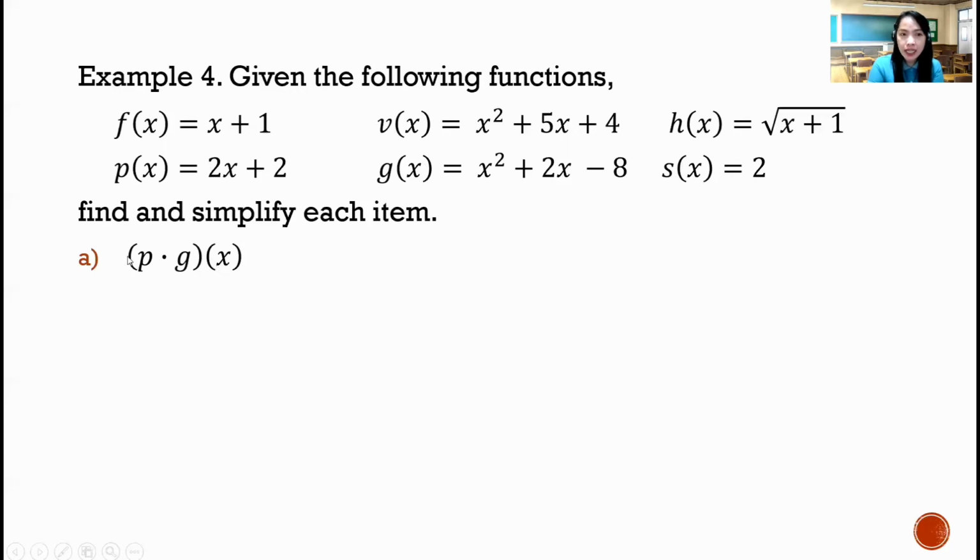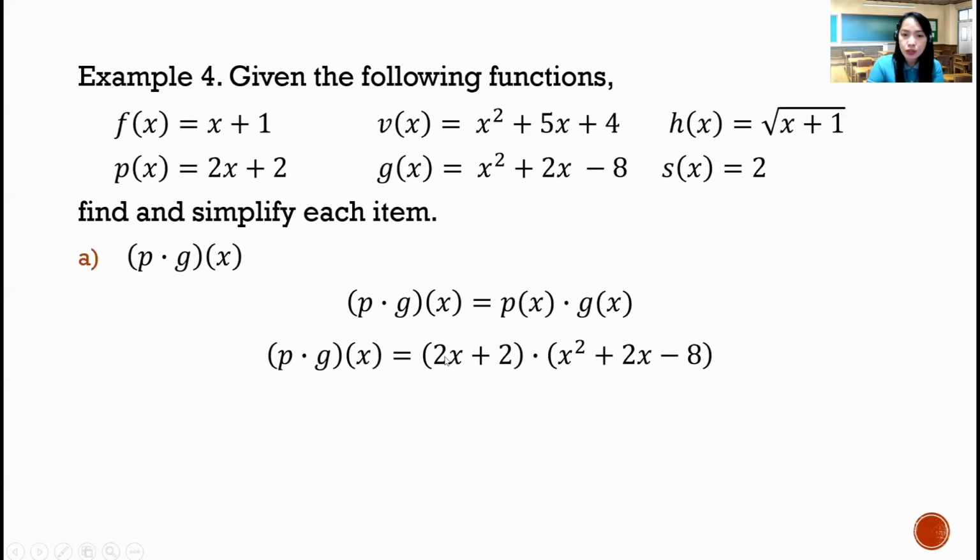So, huwag kakalimutan na pag ganito yung symbol, ibig sabihin, ang gagamitin natin na operation ay multiplication on functions. Ang ginamit na function ay p and g. From the definition, that is also equal to p of x times g of x. So, ang unang function ay p of x, sunod na ilalagay mo yung value ng g of x. So, titingnan natin dito kung ano yung mga values. That is 2x plus 2, or the quantity 2x plus 2, that will be multiplied to the quantity x squared plus 2x minus 8. So, kanina yung ginawa na natin, inasa-isa natin yung mga terms na i-multiply.